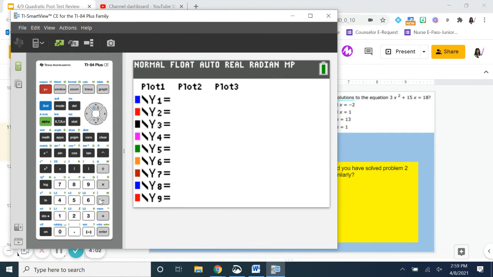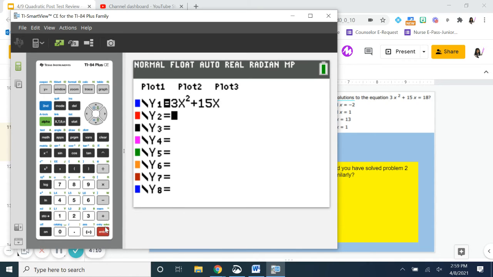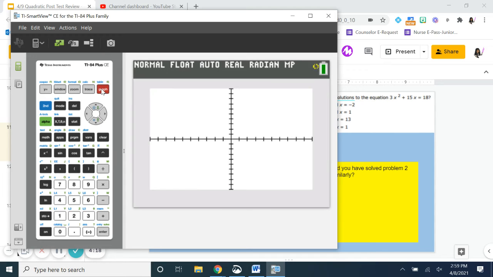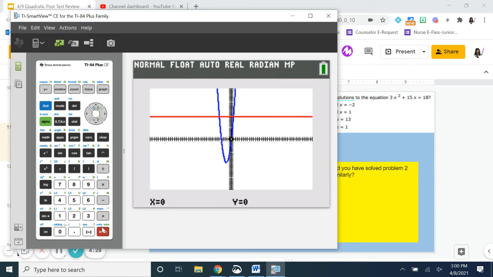So I have 3x squared plus 15x for my first equation, and then it's equal to 18, so I want to set that equal to 18. Okay, so let me hit graph and let's see what this looks like. There's our blue line, and it looks like I can't see my red line, so I'm going to want to zoom out. And there it is. Okay, so I want to know when these two lines are equaling each other or intersecting, basically, right? The best way to look is at our table.